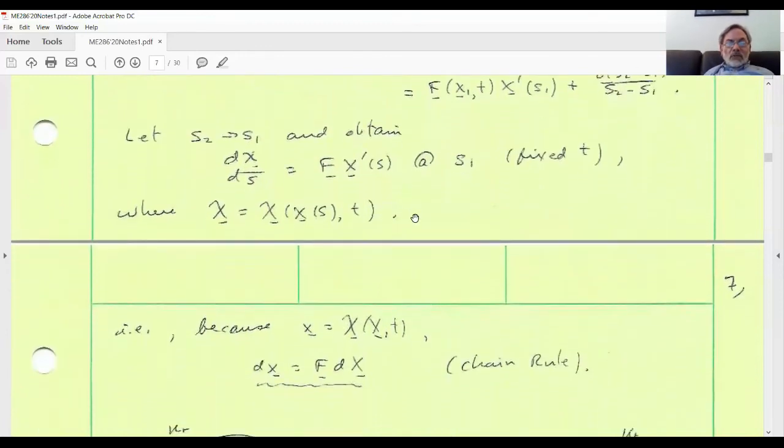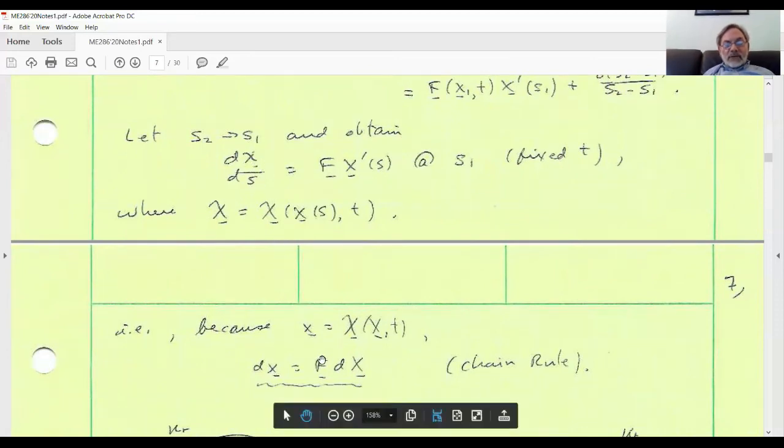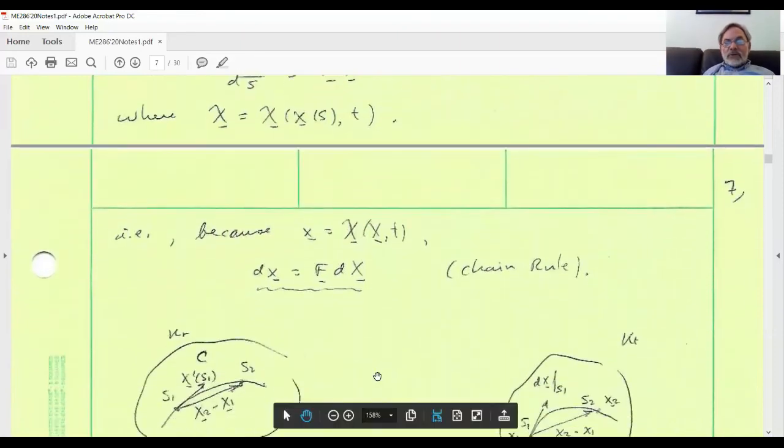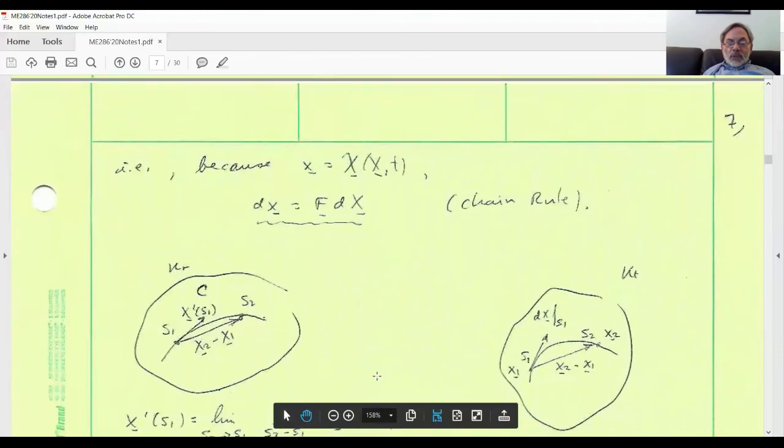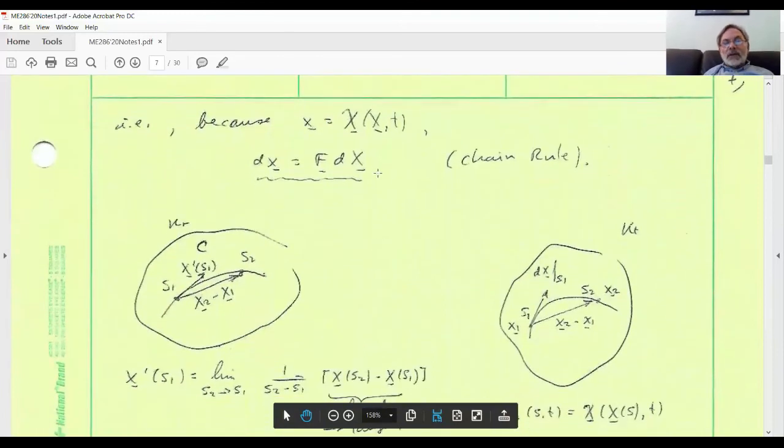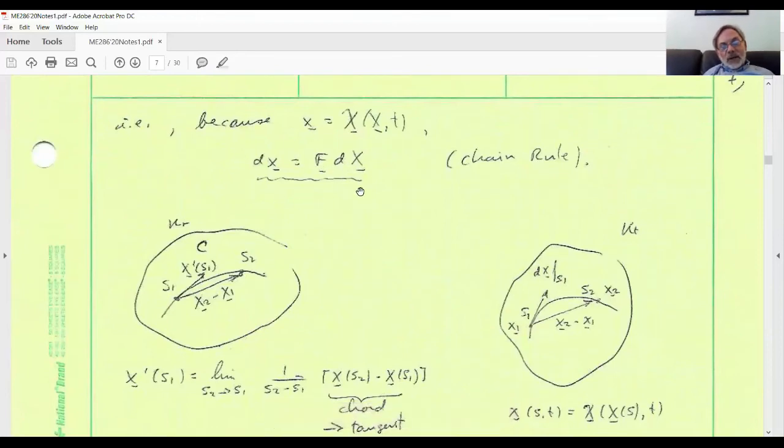Well, we can remember this more easily, perhaps, by remembering that the value of chi is simply the current position at time t. We can rewrite this equation as dx equals F dX. If we think of multiplying this equation through by dS, it's essentially this equation. All we've done, of course, is to prove the chain rule. So this is really the chain rule representation of the deformation gradient. And it so happens that this formula, this is an exact formula, is much more useful in applications than the original definition of the deformation gradient.